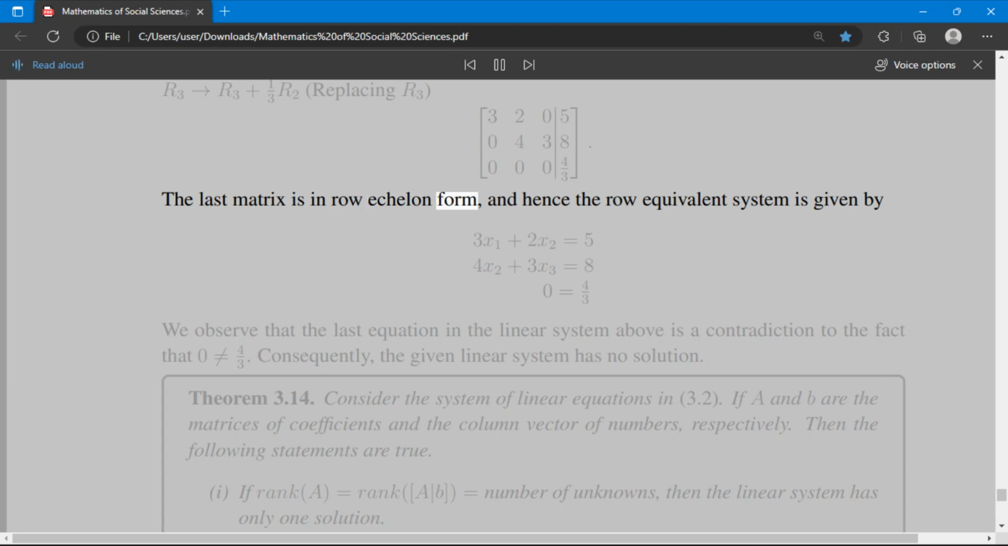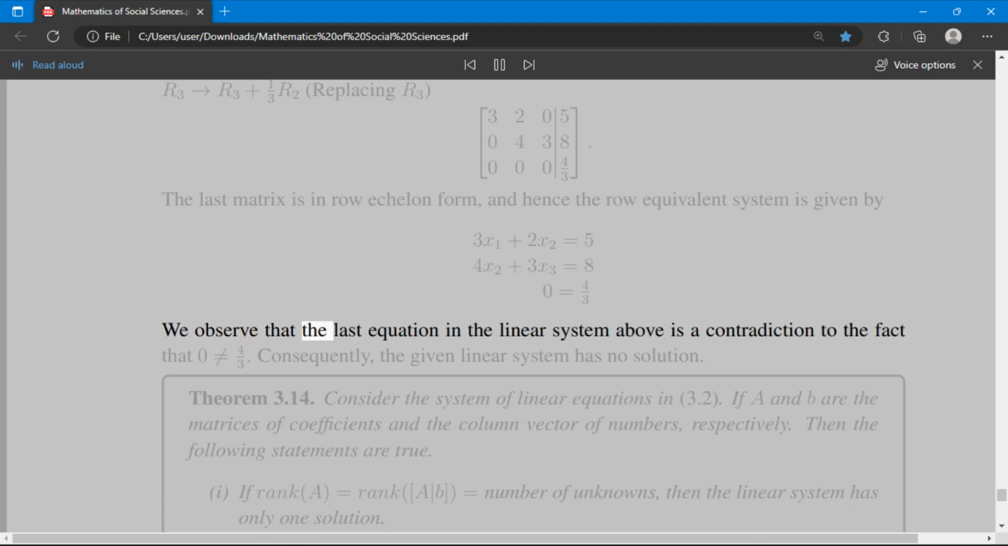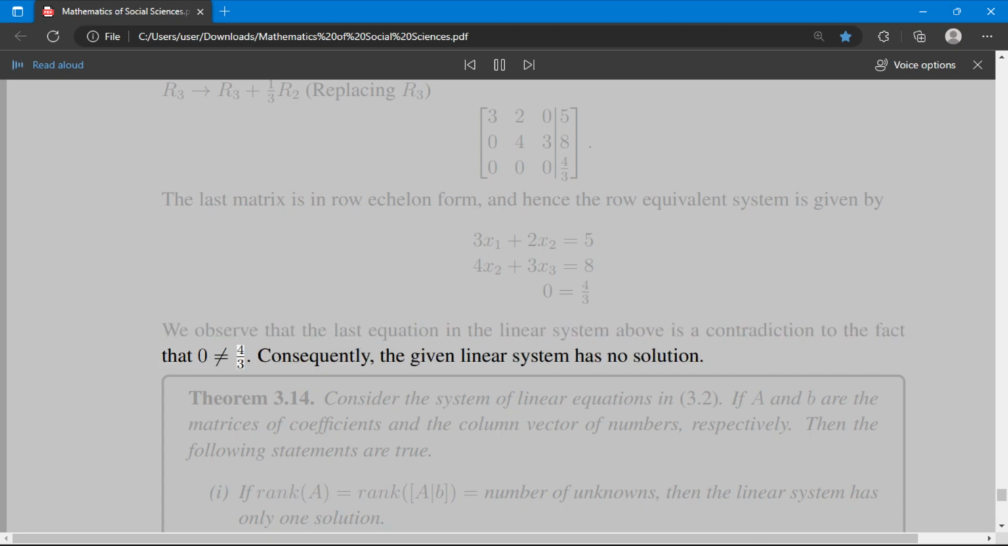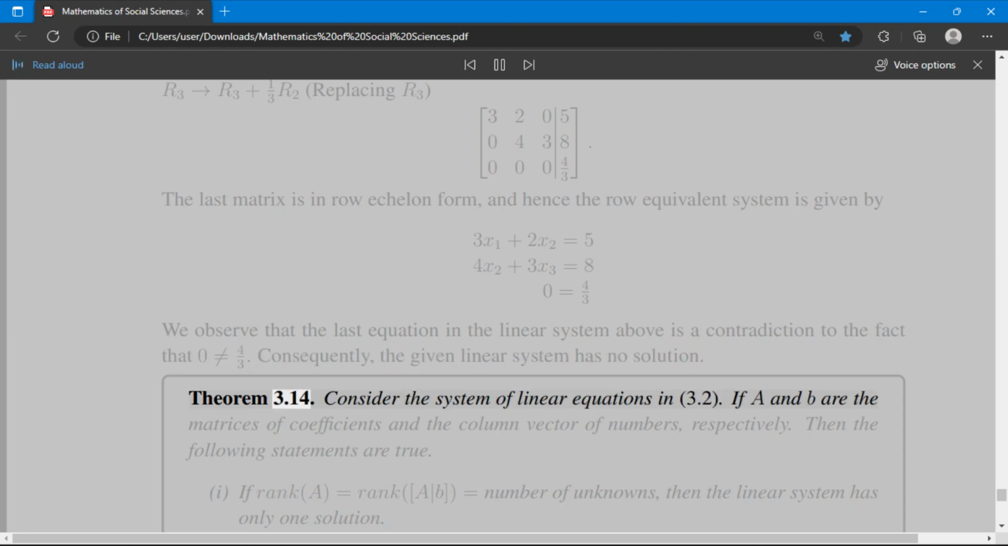The last matrix is in row echelon form, and hence the row equivalent system is given by 3x1 + 2x2 equals 5, 4x2 + 3x3 equals 8, 0 equals 4/3. We observe that the last equation in the linear system above is a contradiction to the fact that 0 is not equal to 4/3. Consequently, the given linear system has no solution.